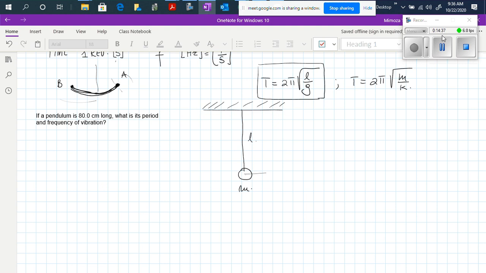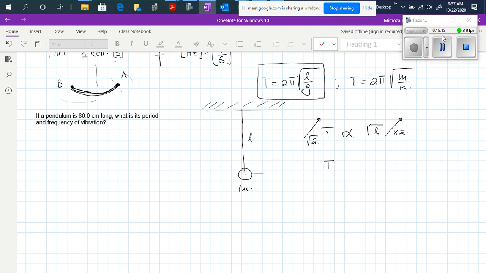So we can say that the period is directly proportional to the square root of L. What does that mean? If you are increasing the length by a factor of 2, then the period will be increased as well, but the factor that the period is increased by will be the square root of 2, because length is under the square root.